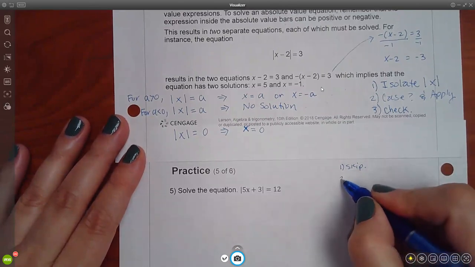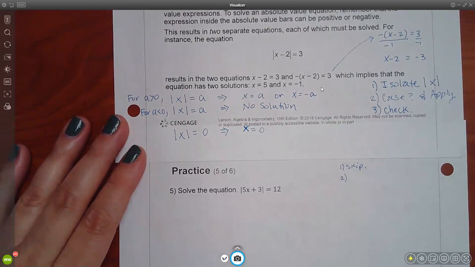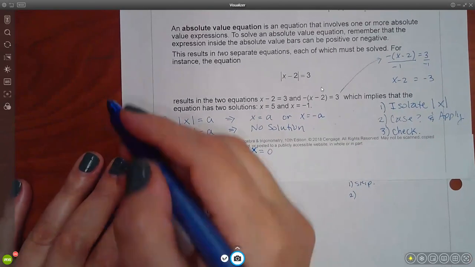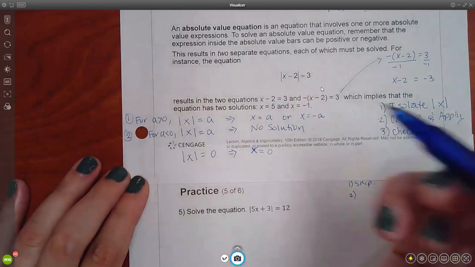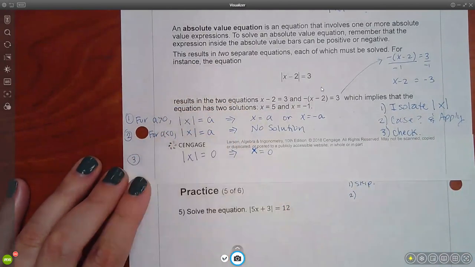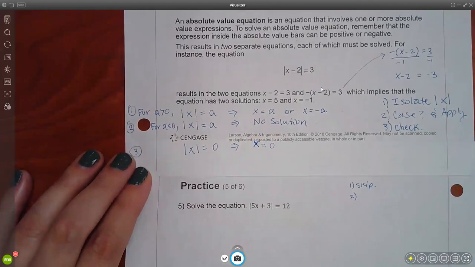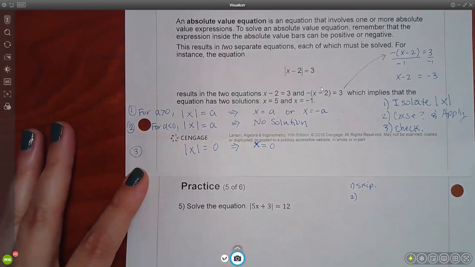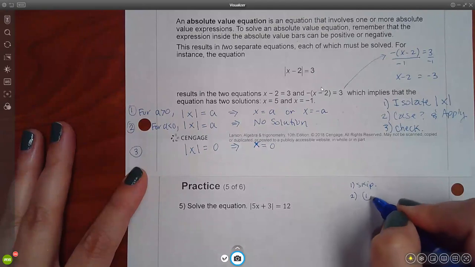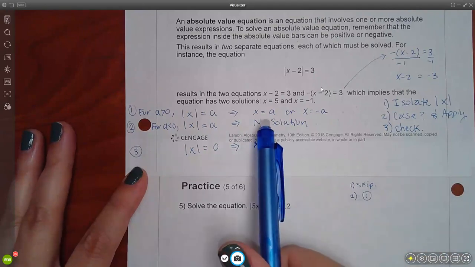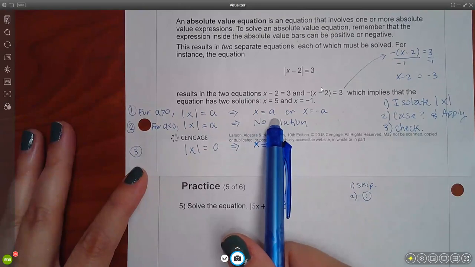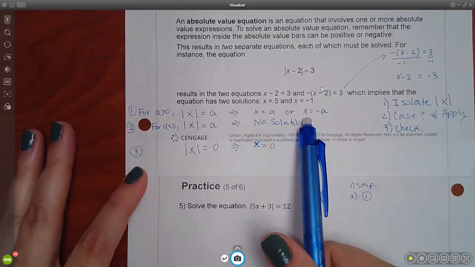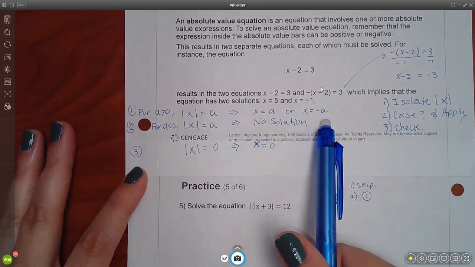Then the second step is to identify which case I have. So for me, is it gonna be case 1 where it's positive, case 2 where the number is negative, or case 3 where the number is 0? Which case do I have here? Case 1. So then if I apply that case, I have to set whatever's on the inside equal to that number as a positive, or whatever's on the inside equal to the negative of that number.